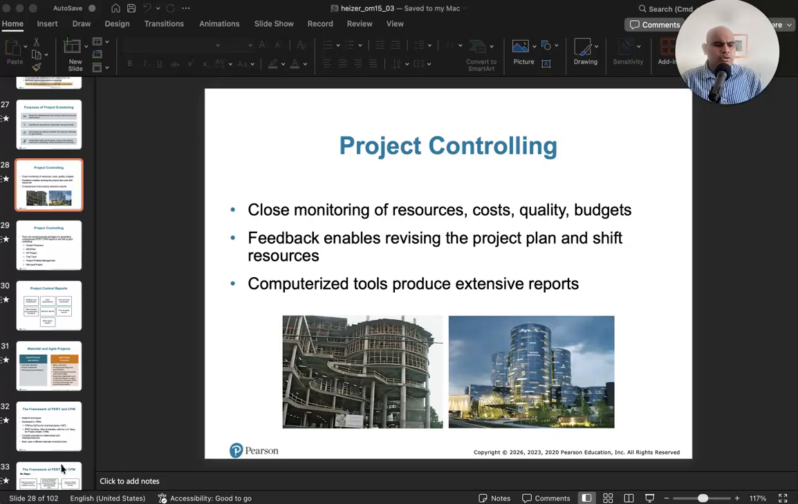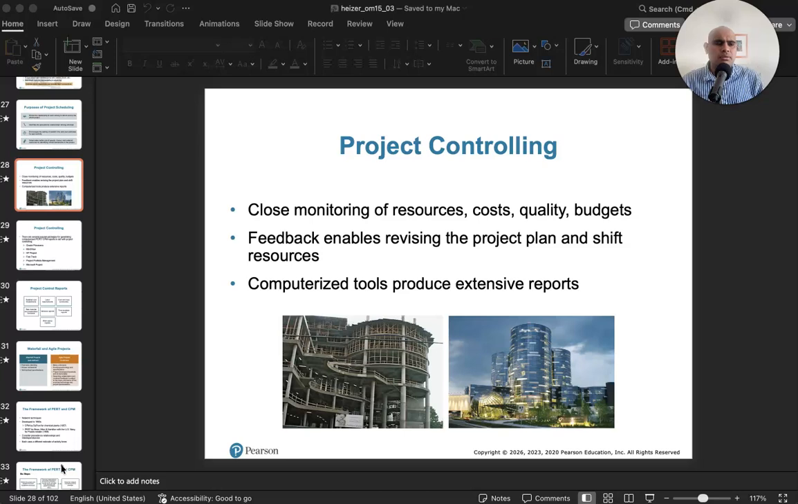So project controlling is once the project has started, once you start working on the project, how do you make sure that it is going according to plan? Right? So that's what all project controlling is about. You monitor costs, you monitor quality, you monitor budgets, you monitor the people who are working on the project, the different machines that are being used in the projects.